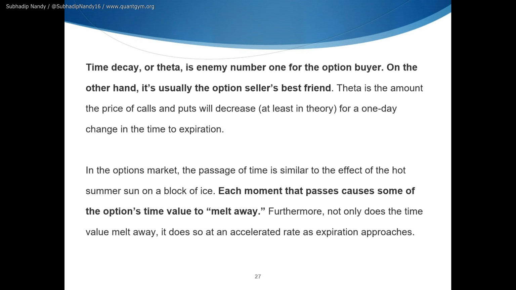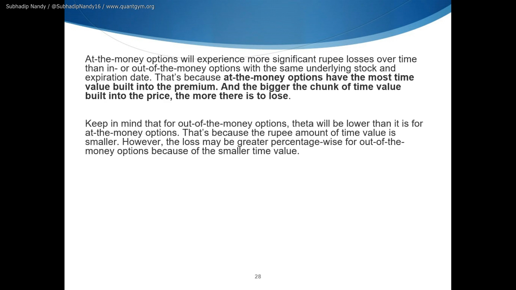Therefore, not only does time value melt away, it does so at an accelerated rate as expiry approaches. At the money options will experience more significant rupee losses over time than in the money or out of the money options with the same underlying stock and expiration date. That's because, remember, at the money options, we saw in the first slide, had the highest extrinsic value. That is the highest time value built into the premium.